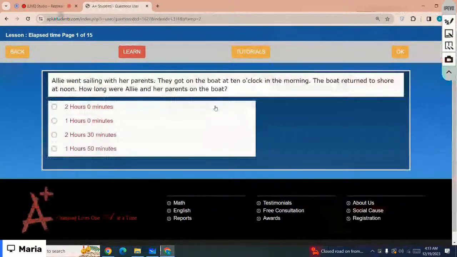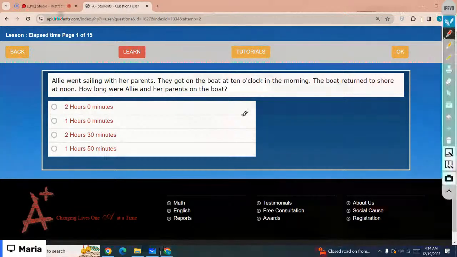Ellie went sailing with her parents. They got on the boat at 10 o'clock in the morning. The boat returned to shore at noon. How long were Ellie and her parents on the boat? Okay, so they got on the boat at 10 o'clock. So that means the start time is morning, right? So that is 10 a.m. Then the boat returned to shore at noon. What time is noon? Noon means 12 p.m. You need to calculate how long Ellie and her parents were on the boat.